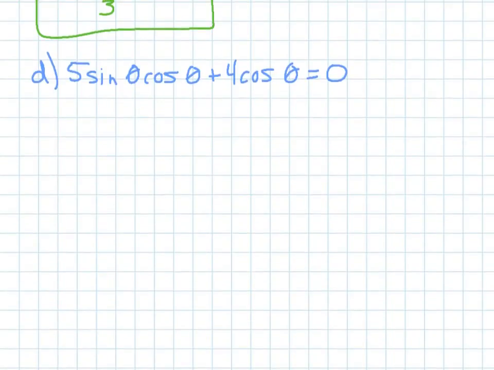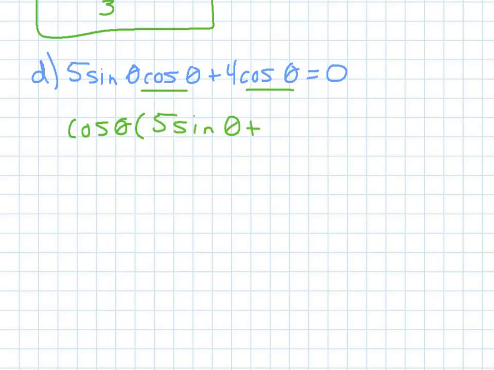Now here you have other stuff. Still the thought process is to be able to use factoring. So look at what's common between the two. You have 5 sine theta cosine theta plus 4 cosine theta. It looks like they both have a cosine theta involved. If I factor out a cosine theta, what does that leave me with? I get 5 sine theta plus 4 equals 0. Now I have two things multiplied to each other that are equal to 0, so I can set them both equal to 0.